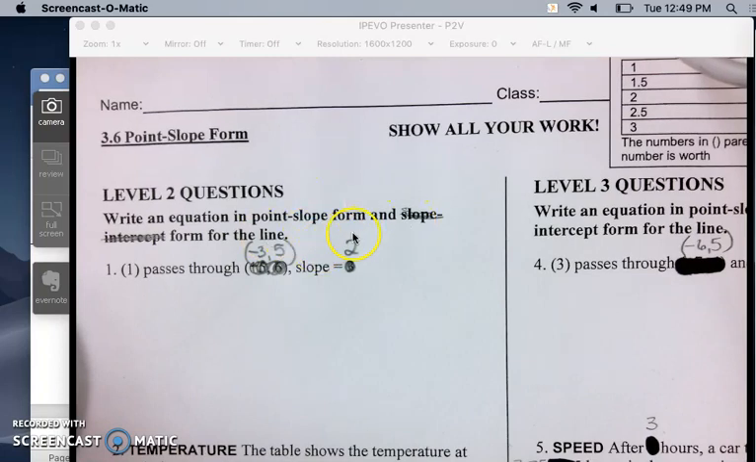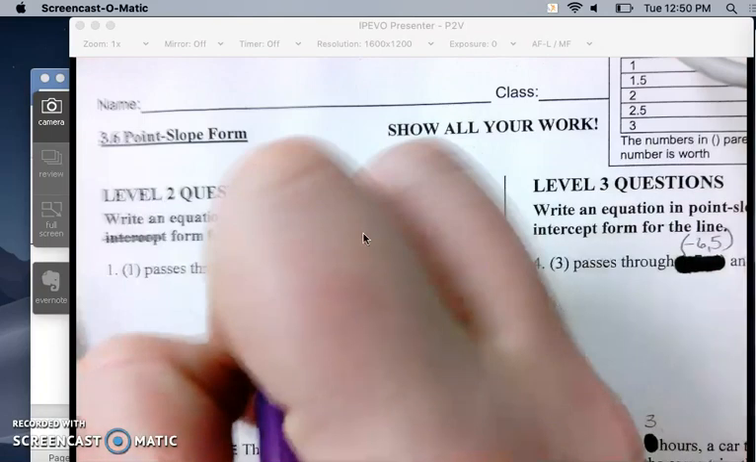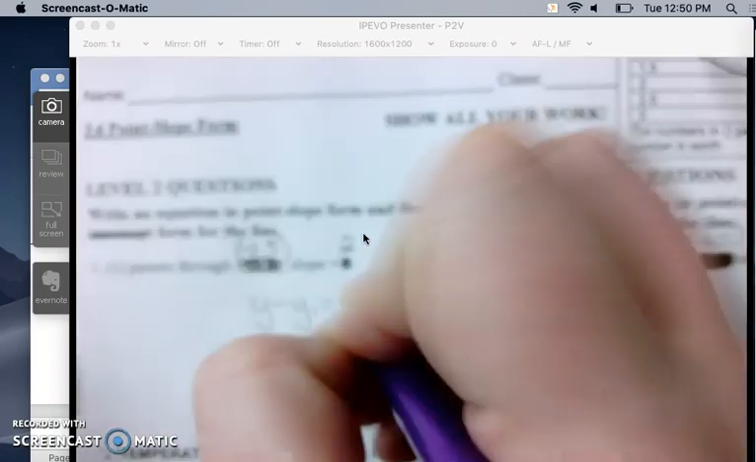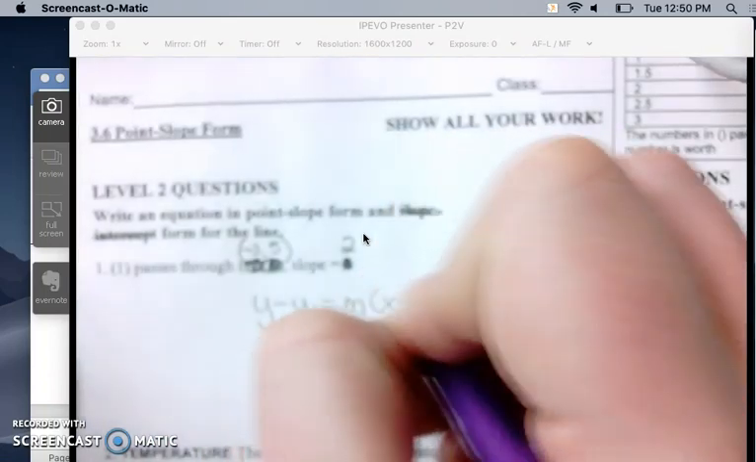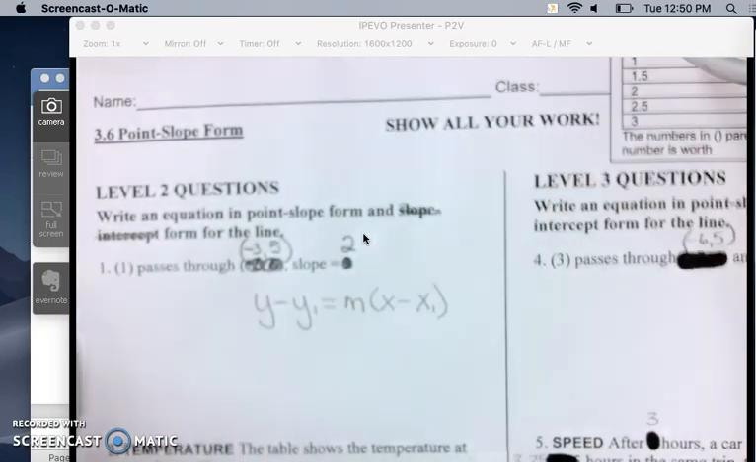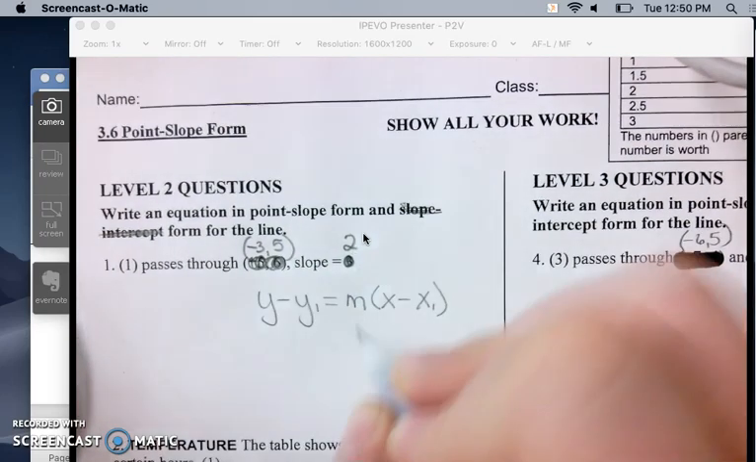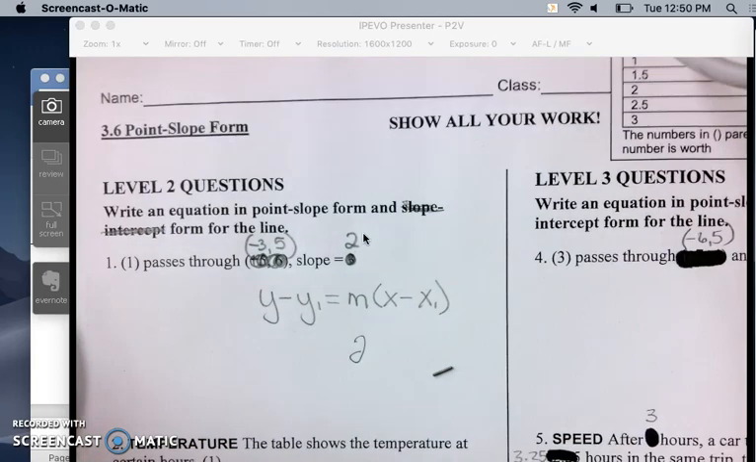So in point slope form, I have to write it using the point it's passing through and having a slope of 2. So I have to remember y minus y sub 1 equals m times the quantity x minus x sub 1, where my m gets replaced with my slope. So 2 will get replaced there.